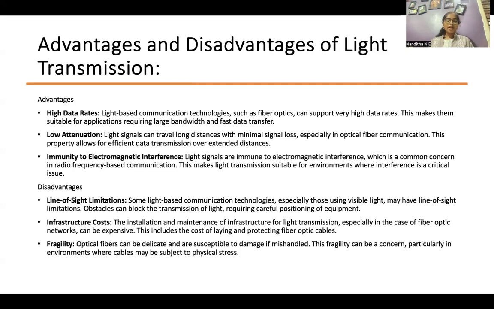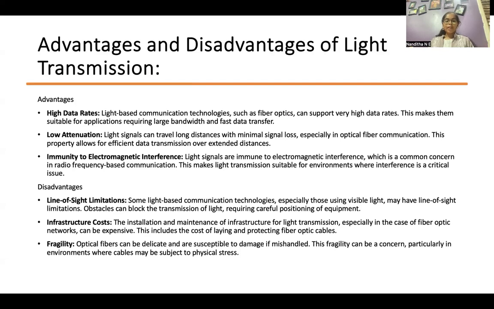Disadvantages: line of sight limitations. Some light-based communication technologies, especially those using visible light, may have line of sight limitations. Obstacles can block the transmission of light, requiring careful positioning of equipment.